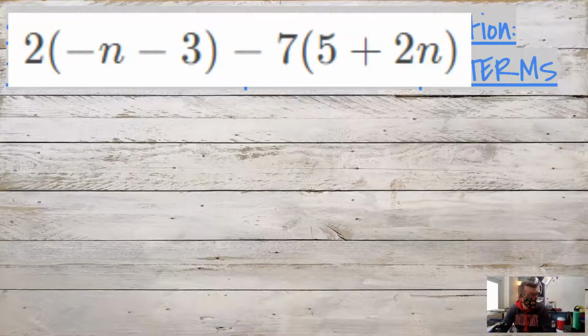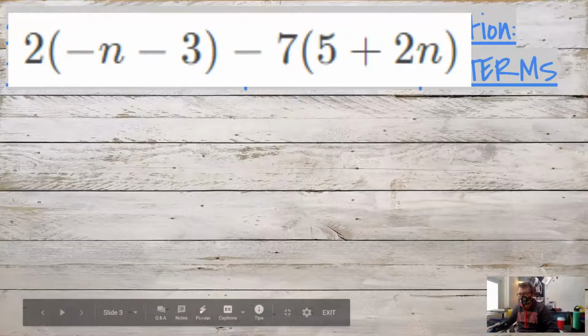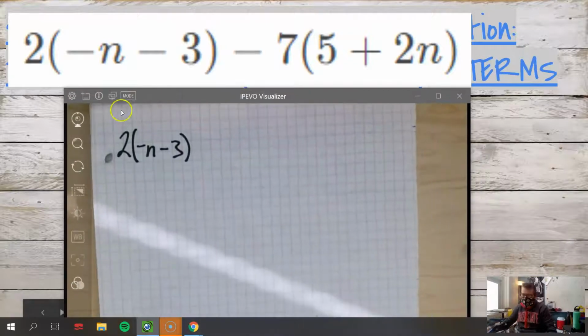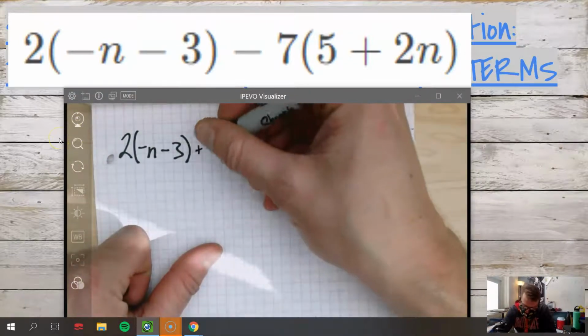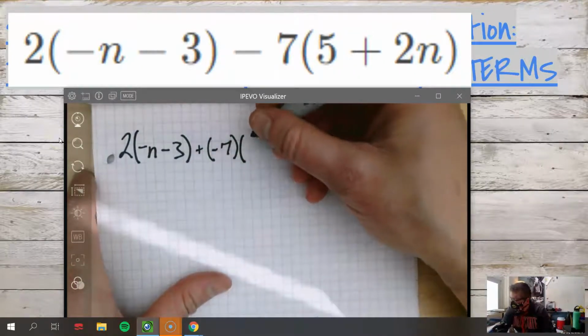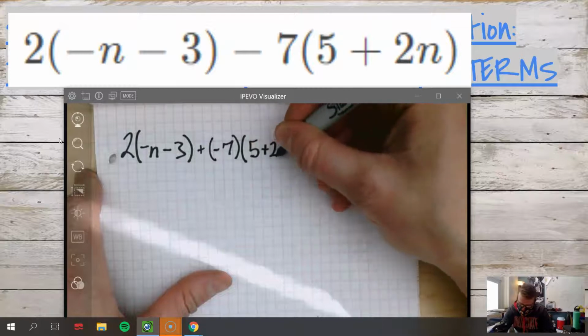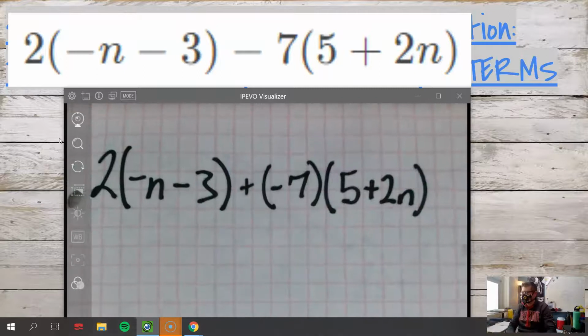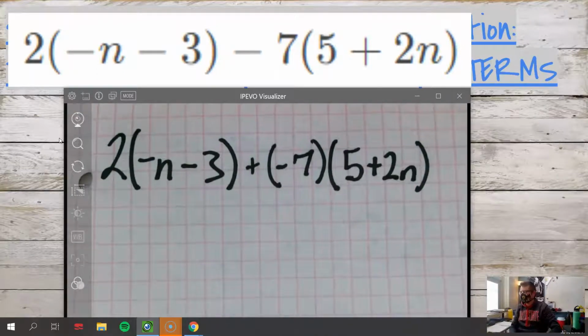Instead of writing minus 7, what should we write? Plus negative 7. Right? So instead of writing minus 7, we're going to say plus negative 7 times 5 plus 2n. So there we go, 2 times negative n. We can say minus 3, but our brain should say that's really a negative 3.